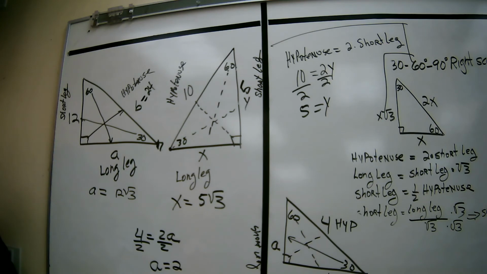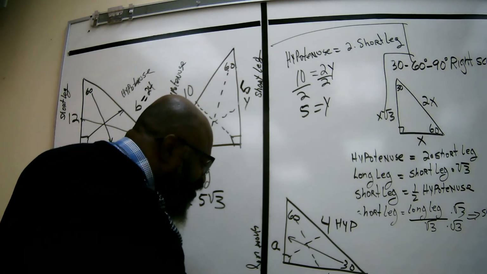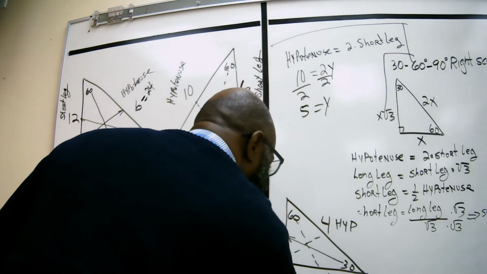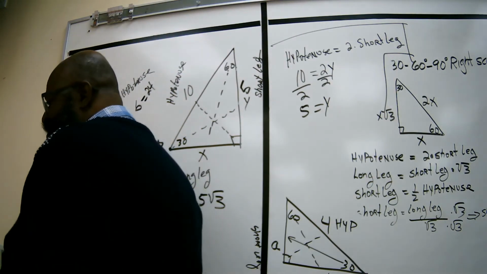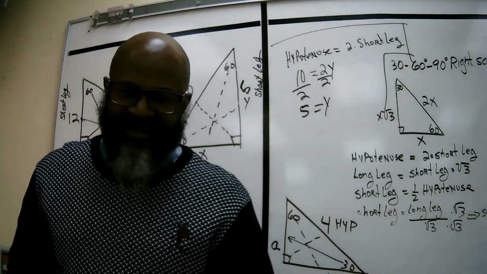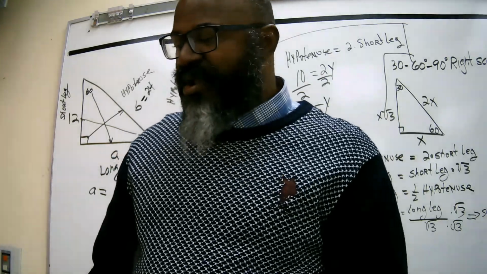Now I need to find my long leg. My long leg is short leg times square root of 3. So my long leg B is short leg, which is 2, times square root of 3. And I'm done. Those are the rules. Wake up and do some practice and apply those rules.